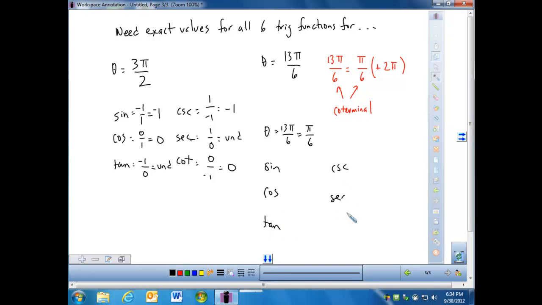Think about that for a second. I'll say it one more time. It forms the same triangle, has the same initial and terminal sides. So its x, y, and r are all exactly the same. So again, what are those values? If you want to pause and figure that out first, go ahead.